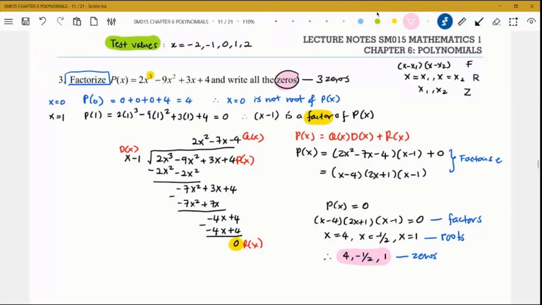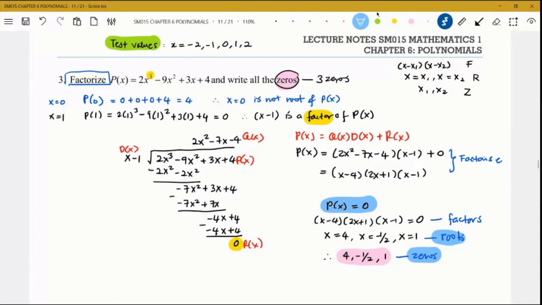If the question asks for roots, we will finish until x equal to 4, x equal to negative 1 over 2, x equal to 1. So look at what the question asks. Until you equate with 0, you cannot have roots and zeros. It must be equated with 0 before roots and zeros are obtained. Okay, so that is for number 3.